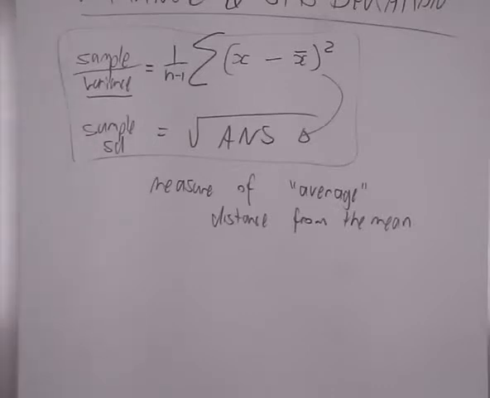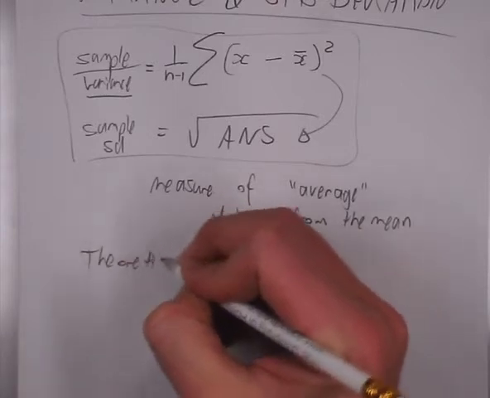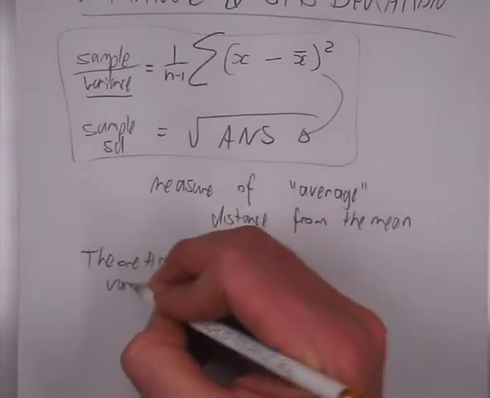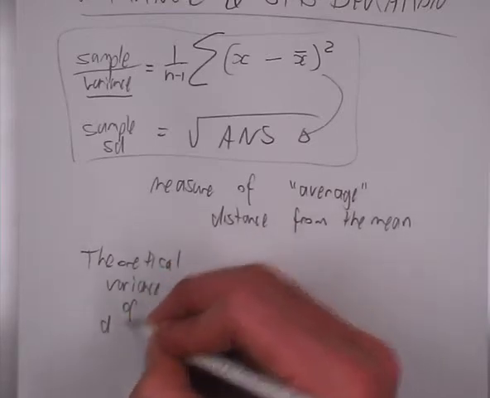There's a theoretical one as well, where it says you toss a coin 10 times, what's the variance of the number of heads? You don't have the data, you're thinking theoretically about what could happen, then there's this. The theoretical variance of a distribution.